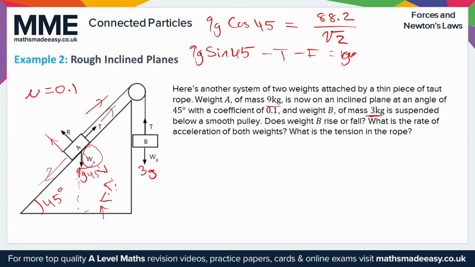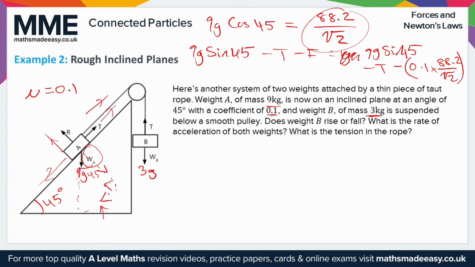It would be 9g sine 45 minus T minus friction that we know has a coefficient of 0.1, and the normal reaction will be exactly the same as this. So 0.1 times 88.2 over root 2. The reason it's exactly the same is because those are the only forces acting perpendicular to the plane, and we know that it's not coming off the plane or going through the plane, so they must be equal.